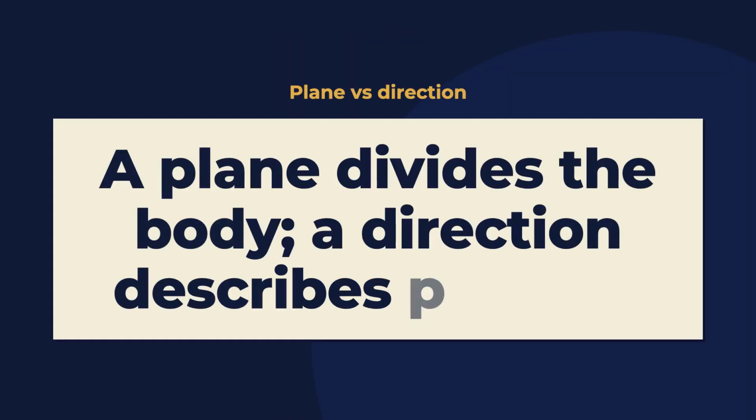Don't confuse planes with directional terms like anterior or superior. Direction describes where one structure sits relative to another, while a plane describes how the body is divided, and oblique cuts, though sometimes necessary, distort proportions, which is why they're less useful for measurement.